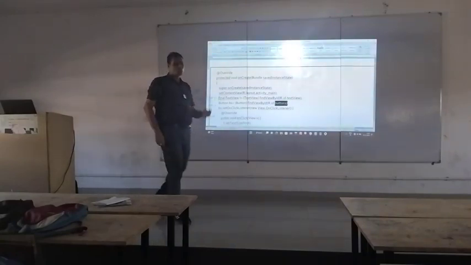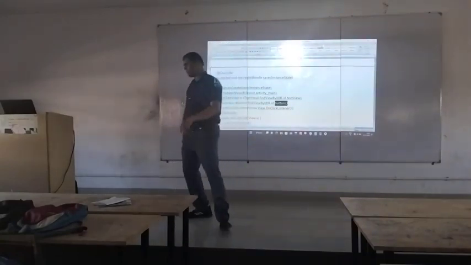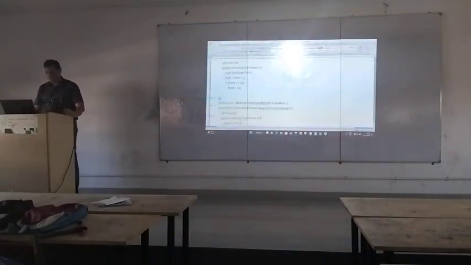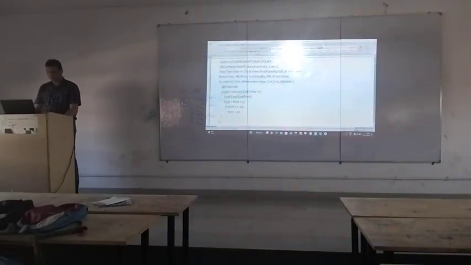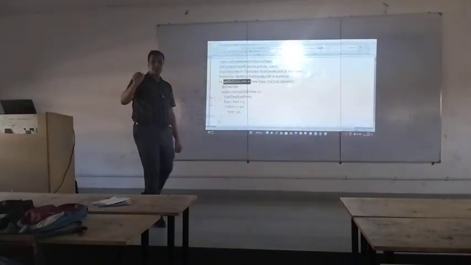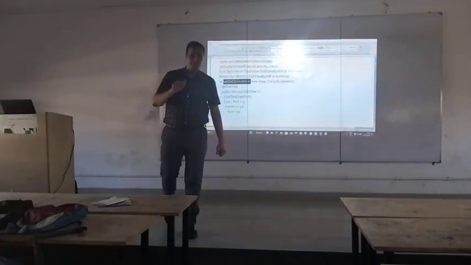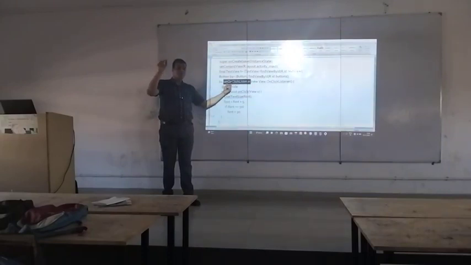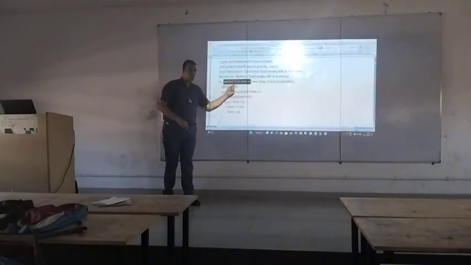So how many buttons do we have? Two buttons. Button one, button two. So here we have on click, setOnClickListener. What does it mean? When you click on the button, this method will be invoked.